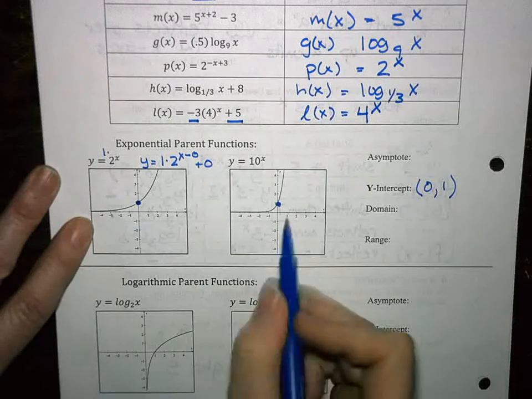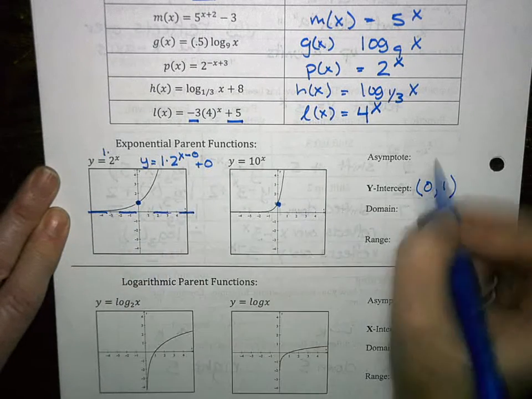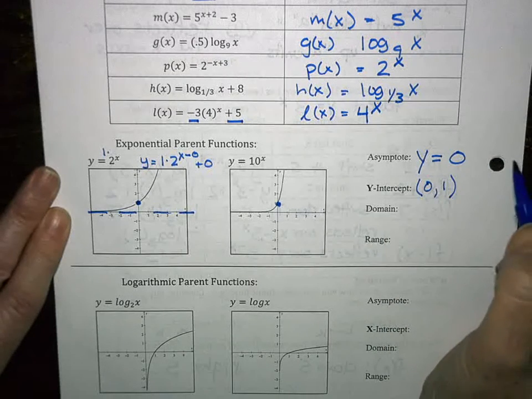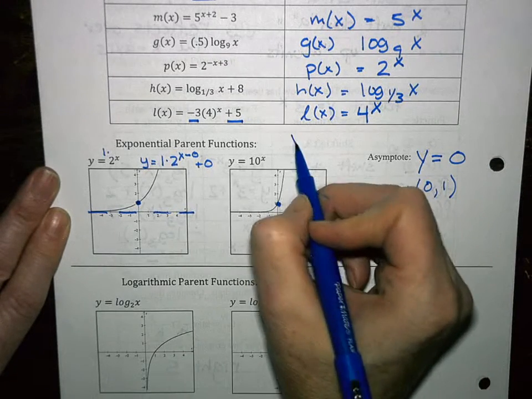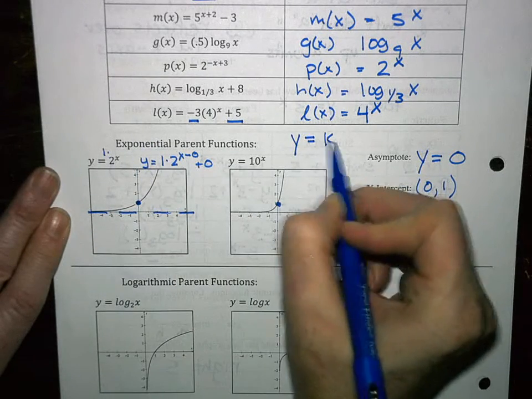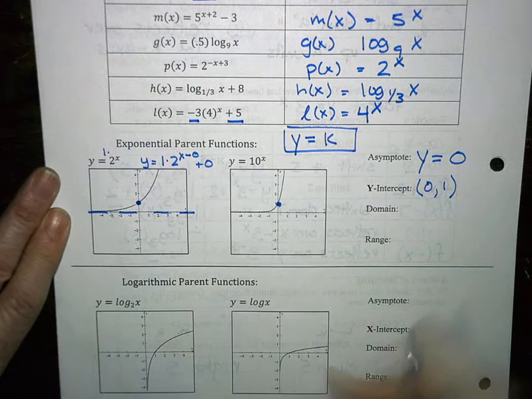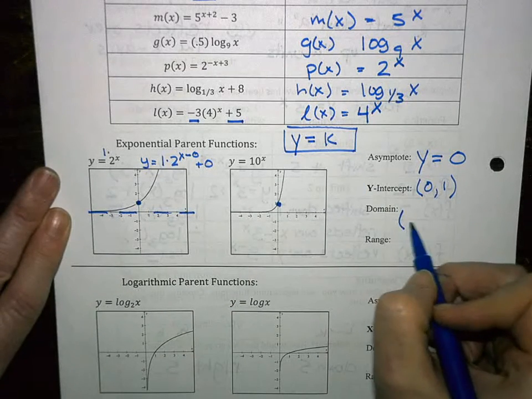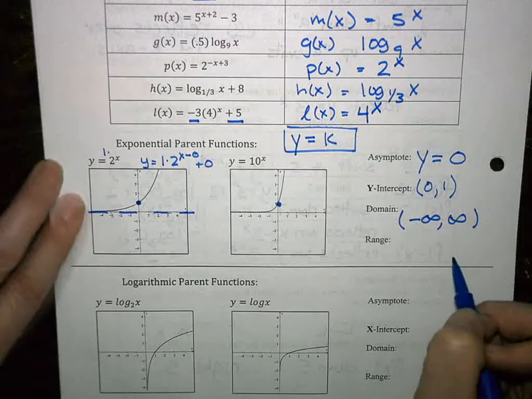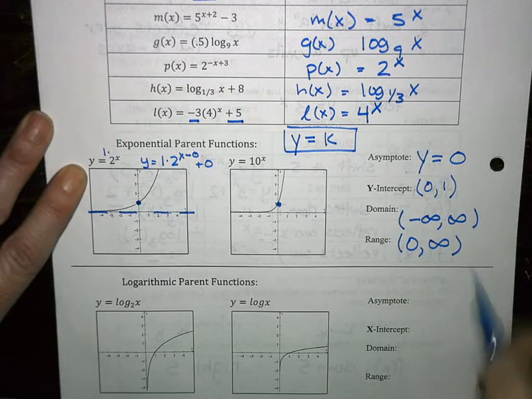What are the asymptotes of both of these functions? They're right here. Okay? The line y equals 0. So what I want to tell you is that the asymptotes of all exponential functions are y equals k, whatever k is. The graph just shifts up or down. The domain is all real numbers. And the range of the graph, where does it exist on y, is 0 to positive infinity.